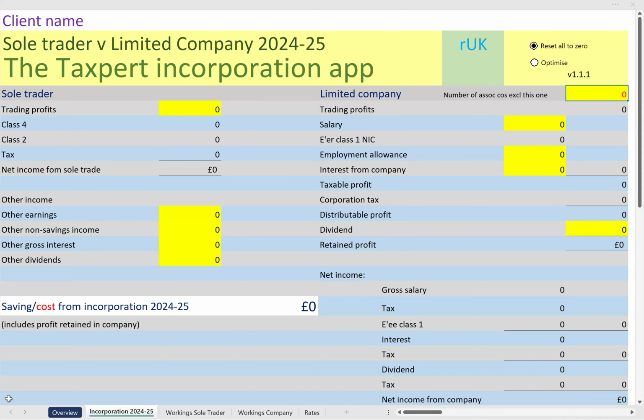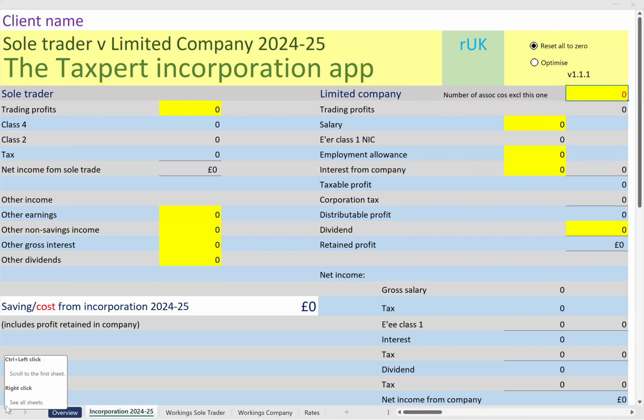Welcome to this demonstration of our 24/25 Taxpert Incorporation app. And this app is designed to help you advise clients who are thinking of converting their sole trade into a limited company. And of course, in past years, there were many situations in which it would have been advantageous to incorporate for tax purposes. We must never let the tax tail wag the commercial dog.